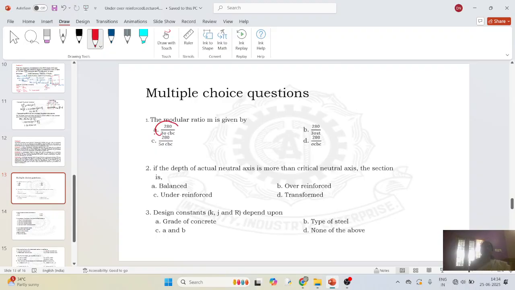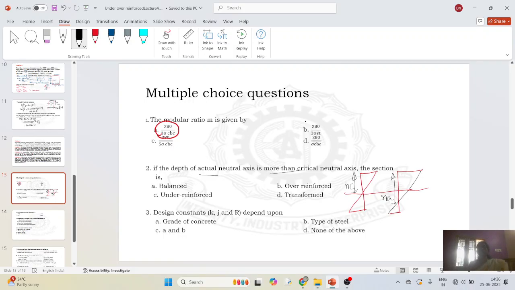280 divided by 3 into sigma CBC. And the next one is, the depth of actual neutral axis is more than the critical neutral axis. This is the critical neutral axis. Critical neutral axis means this is considered as a balanced section, so both materials fail simultaneously. This is the actual neutral axis. Actual neutral axis is more than the critical neutral axis, means this is considered as an over reinforced section.